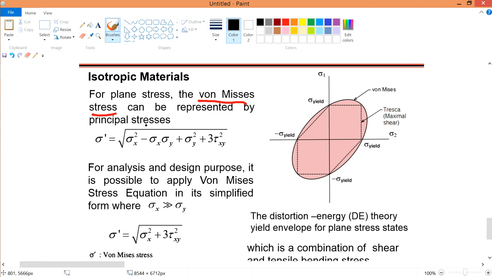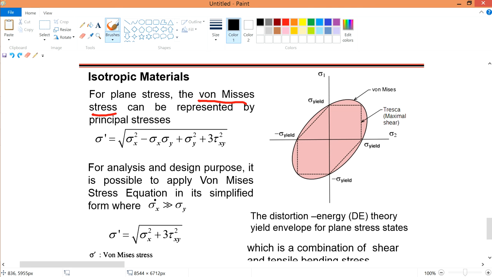You just need to know that this is the equation and that it can be simplified to a more simplified one, given that your stress in the x direction is much larger than the y direction. This is for analysis and design purposes. So you're trying to make things more simplified, so you can shorten the equation to an easier extent.